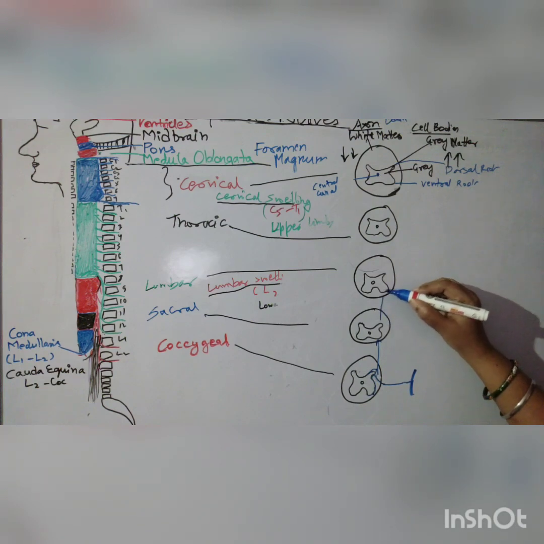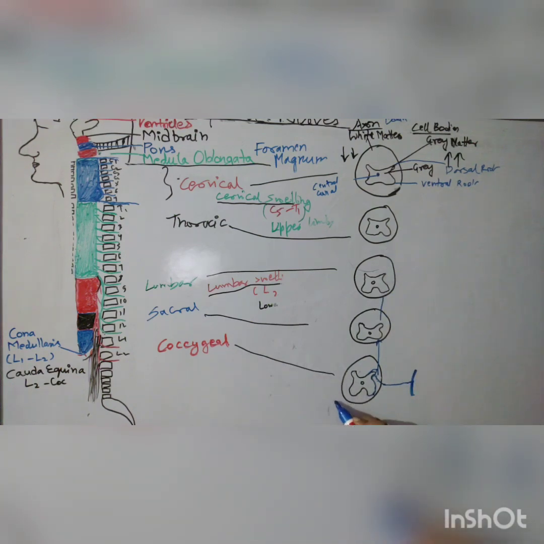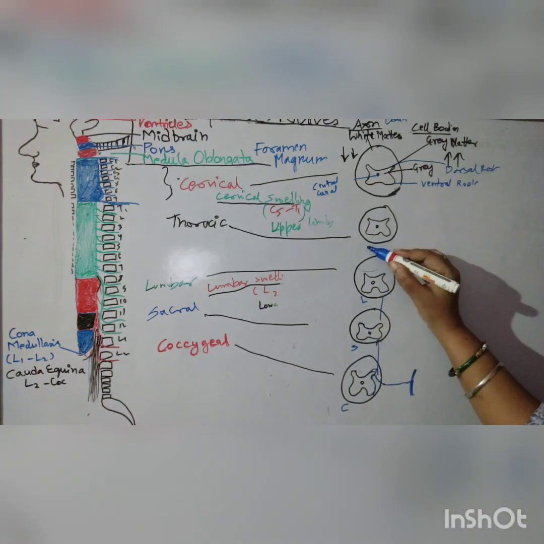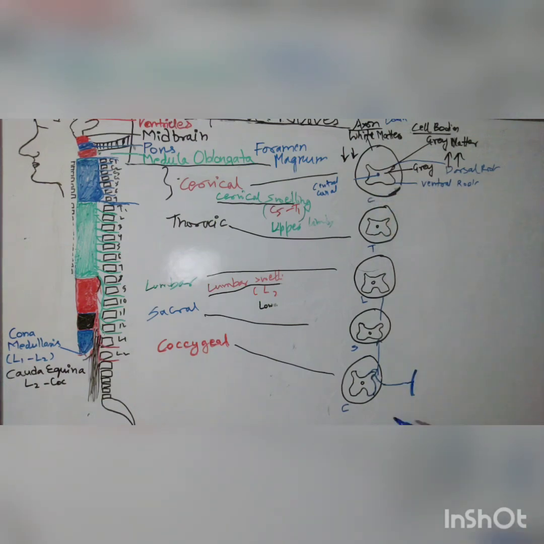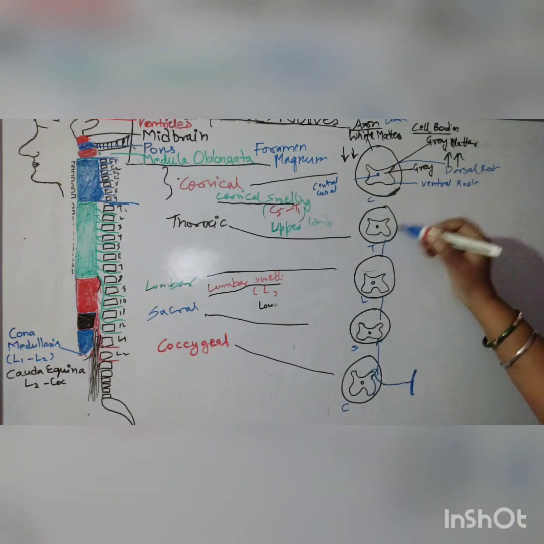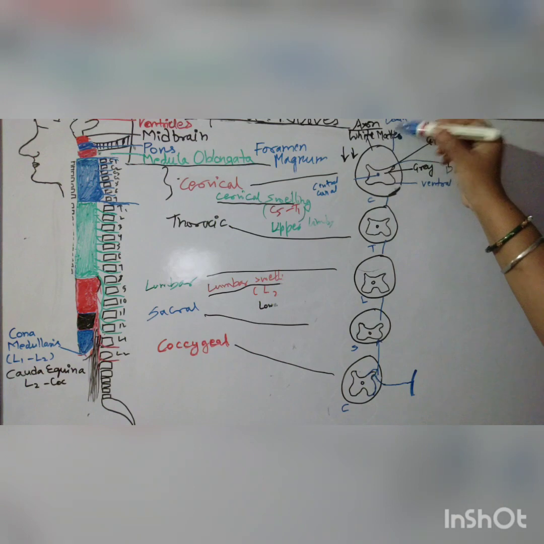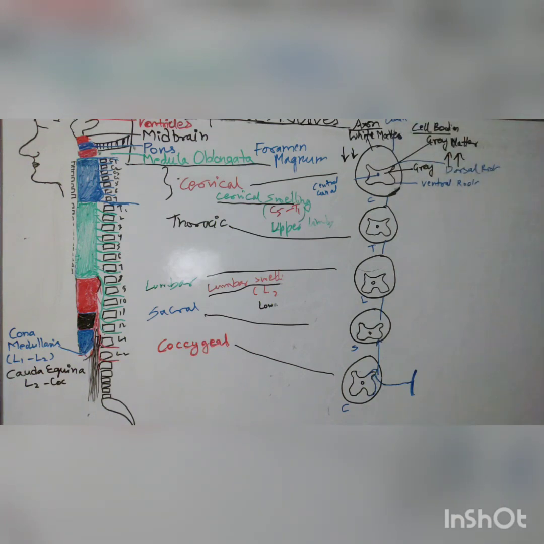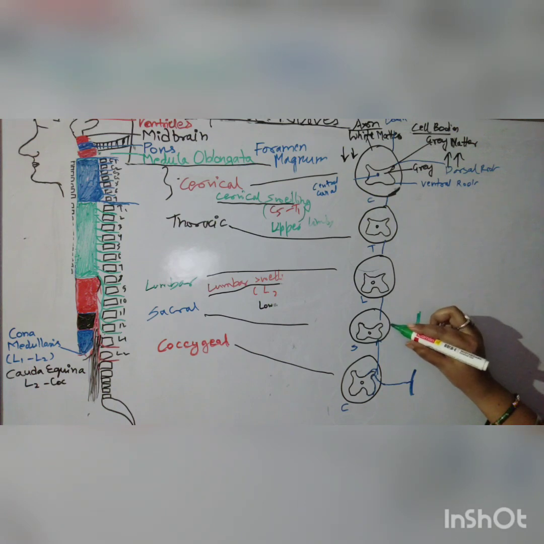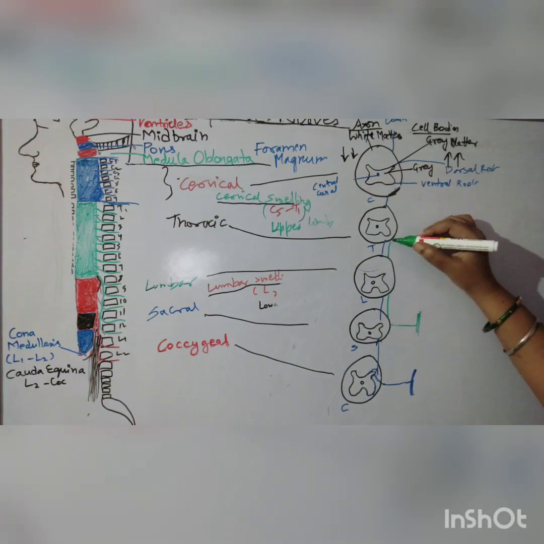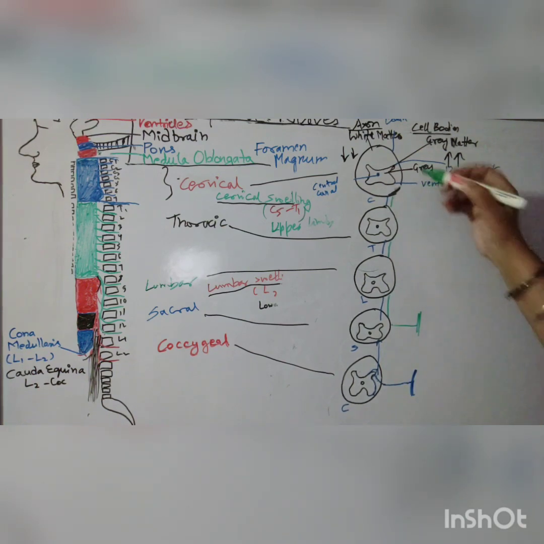Now from here, from the coccygeal part, this is coccygeal, this is sacral, this is lumbar, this is thoracic, this is cervical. So from coccygeal to sacral, sacral to lumbar, lumbar to thoracic, thoracic to cervical, and cervical to brain. Clear? Now suppose there is an organ in the perineal region sending a message. It is also going like this, from sacral to lumbar, lumbar to thoracic, thoracic to cervical, cervical to brain.